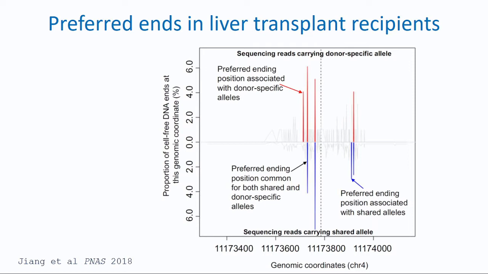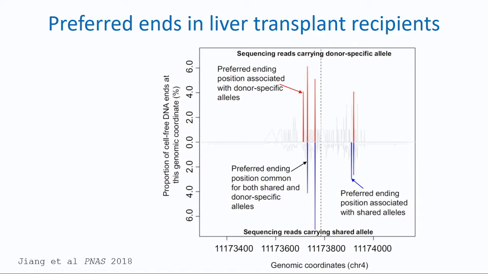You can see that there are regions where, and the peaks are actually the frequency we see a plasma DNA molecule ending at that site. So you can see that there are sites that are particularly popular, particularly tall peaks. There are sites both the red molecules and the blue molecules like to end at, so those are common cutting sites. There are sites where the liver DNA particularly likes to cut at, and there are sites where the non-liver DNA particularly likes to cut at.